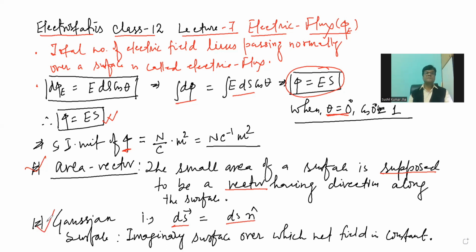And then the third concept is Gaussian surface. In general, electric field varies with the distance, that is, E is proportional to 1 upon r square. So when you move away from a charge, the electric field decreases. But a Gaussian surface is an imaginary surface around a charge over which the net electric field is always constant. So these are the few basics before Gauss law.